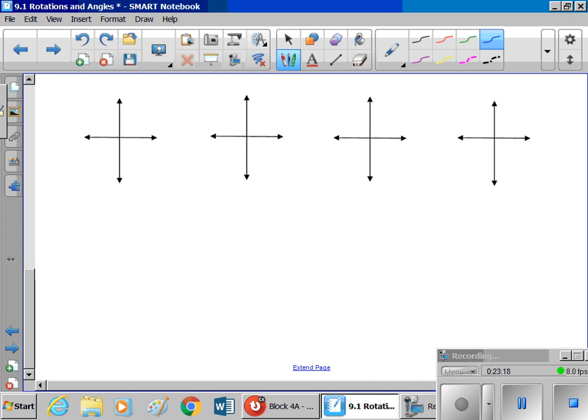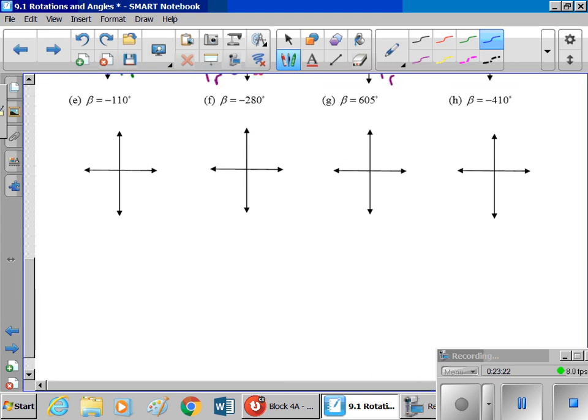All right, then we have our last two. So beta equals negative 110. Start with the initial ray. We have negatives. Remember, we're going clockwise. So we go 90 and then 20 degrees further. This is 20. And if we're looking for the connection between our x-axis and our terminal ray, we're looking for this. That's going to be 90 minus 20, which is 70. So we wind up with beta r equals 70 degrees. Here we have negative 280.